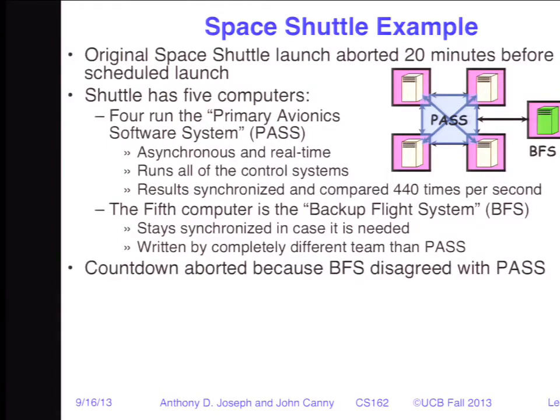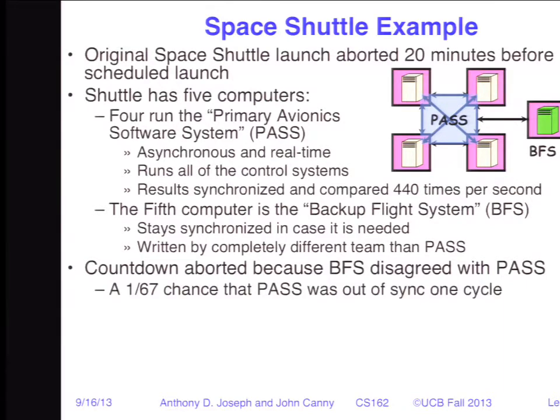So what happened? The countdown was aborted because the backup flight system disagreed with the PASS. And this was because there was a 1 in 67 chance that the PASS would be out of sequence with the backup flight system by one cycle. And it occurred, so they were both running correctly, they were just off by one cycle. Right? One of these 440 times a second synchronization points.